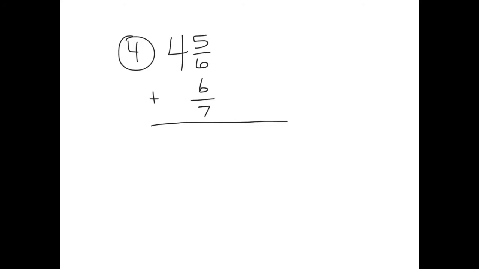All right, now let's take a look at an addition problem. Number 4 asks us to add 4 5/6 to 6/7. I can already see both of my fractions are greater than 1/2, so I can tell I'm going to end up with a fraction greater than 1. But before I can add, I need to make sure that my units or my pieces are the same size, and I'm going to do that through finding a common multiple.